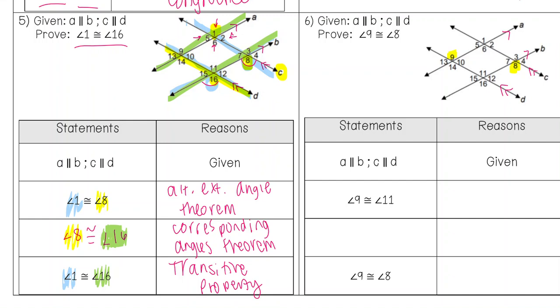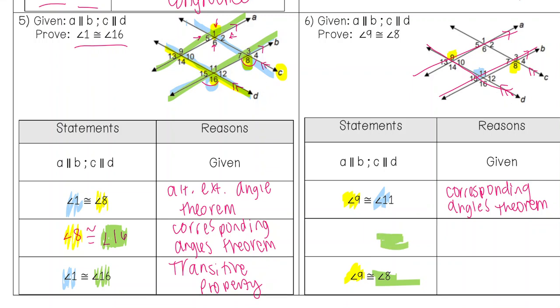So our given information is already listed for us, and then the first statement is that angle 9 is congruent to angle 11. So if I focus on 9 and 11, those two are touching the transversal D across the parallel lines A and B. So knowing that they are corresponding angles over parallel lines, then I can say that they are congruent based on the corresponding angles theorem. The next line is completely blank for us, but if we focus on our final step of trying to prove 9 and 8 being congruent to one another, I can see that I need to make some sort of connection between 8 and 11 in order to make that jump.